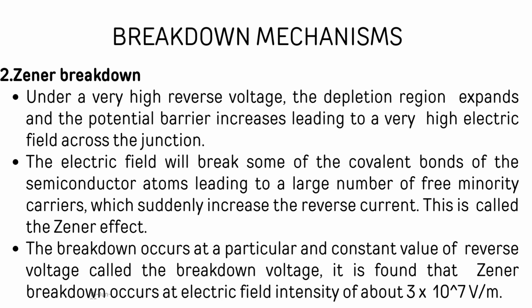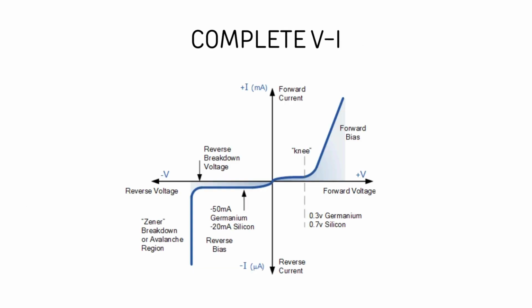The breakdown occurs at a particular and constant value of reverse voltage called the breakdown voltage. It is found that the Zener breakdown occurs at electric field intensity above about 3 into 10 power 7 volts per meter. Figure shows the VI characteristics of a p-n junction diode. Forward voltage is in volts, forward current is in milliamperes, reverse voltage is in volts, and reverse current is in microamperes.